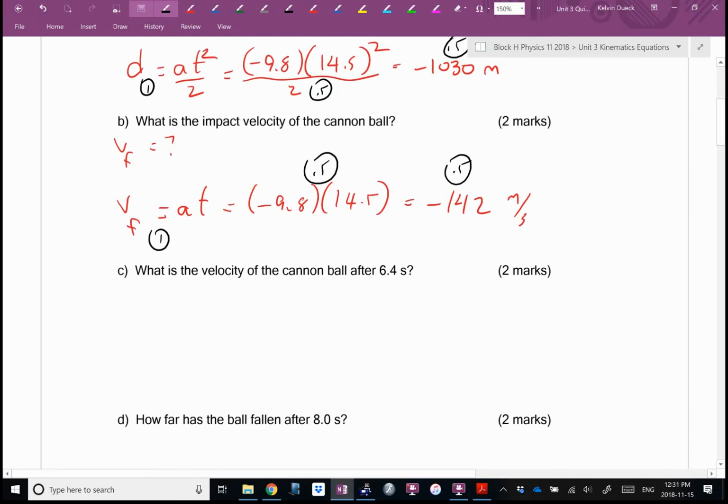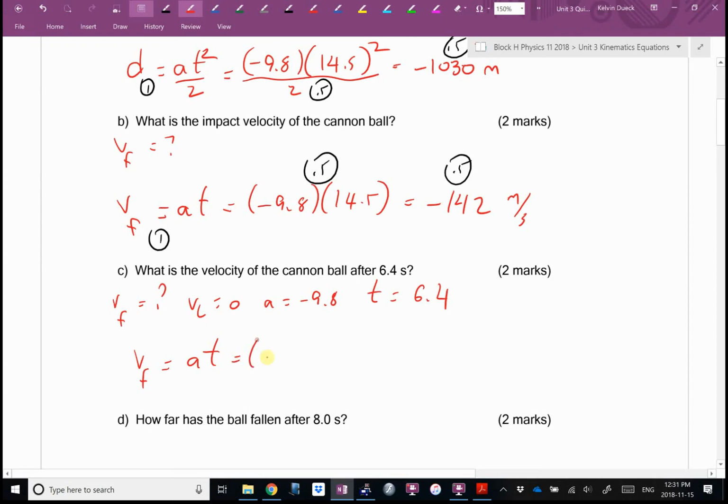What's the velocity of the cannonball after 6.4 seconds? This is also asking me to find a V final. I'm going to relist stuff because the situation has changed. VI is still 0, A is still negative 9.8, but T this time is 6.4. I'm looking for an equation that has those in it. Same idea. VF is going to be VI plus AT. I didn't bother writing the VI because it's 0.